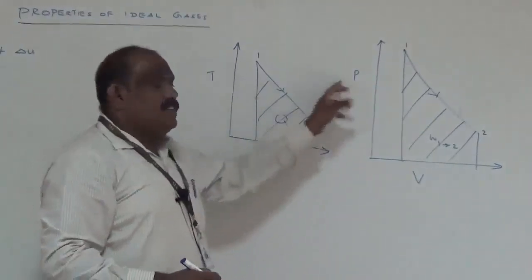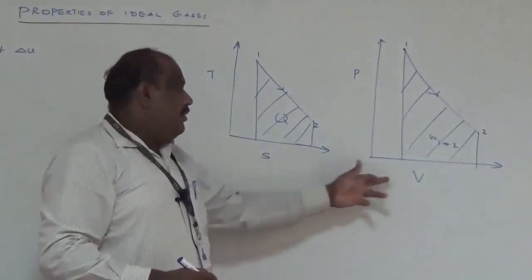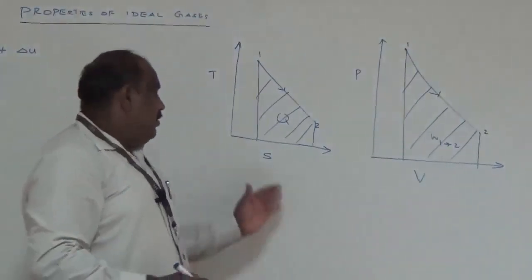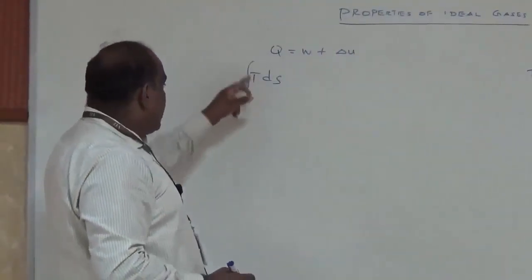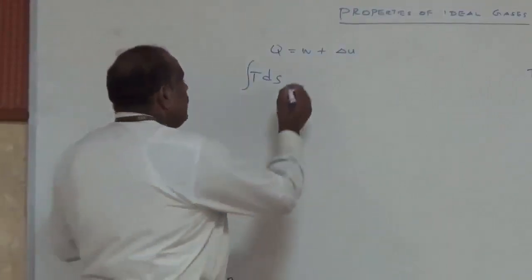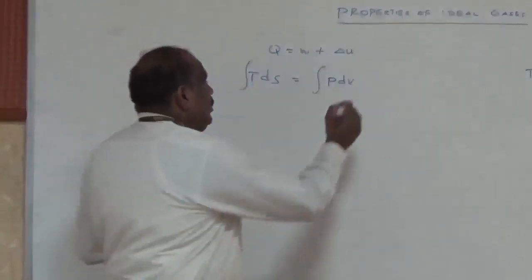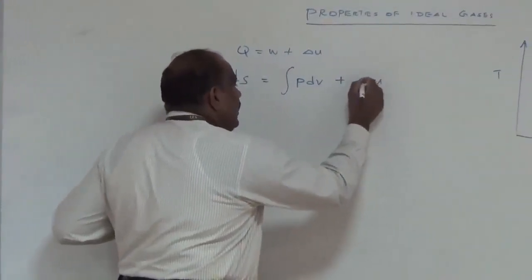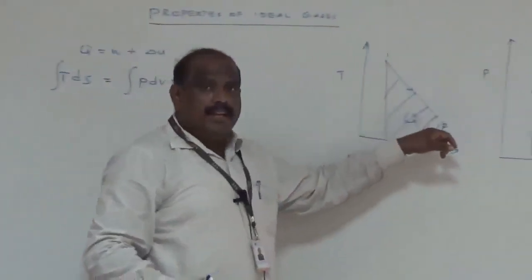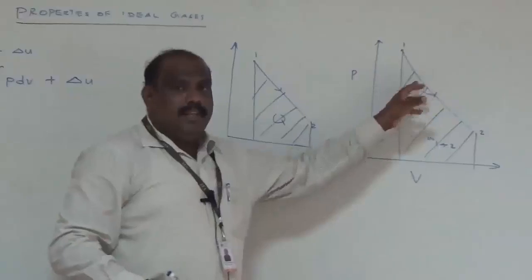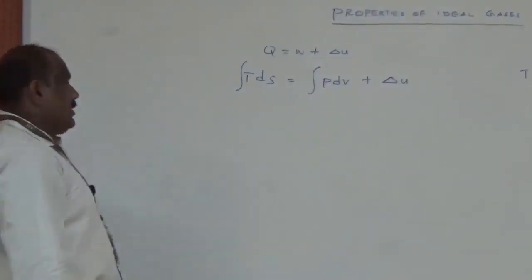Here T and P are called intrinsic properties, which are independent of the mass, and S and V, where S is the entropy and V is the volume, are called extensive properties, which are dependent on the mass. So Q is the integral of T dS, and W is the integral of P dV. I have not done anything new. The area under the TS diagram is the heat transfer, and the area under the PV diagram is the work transfer. I applied those to this equation of the first law of thermodynamics.